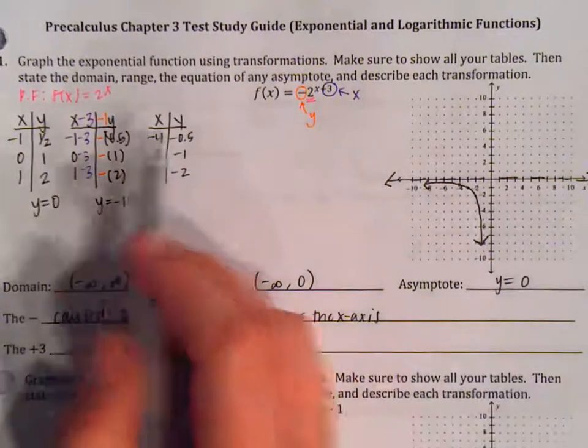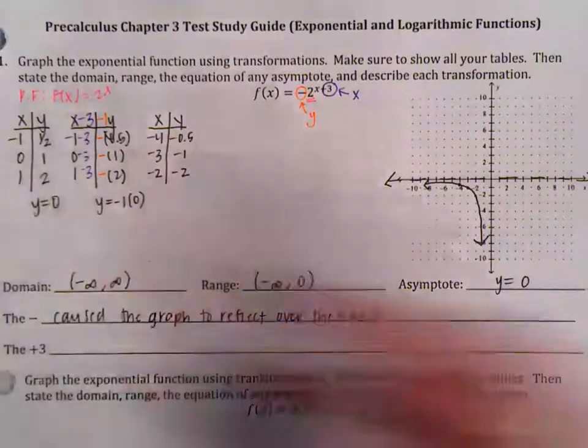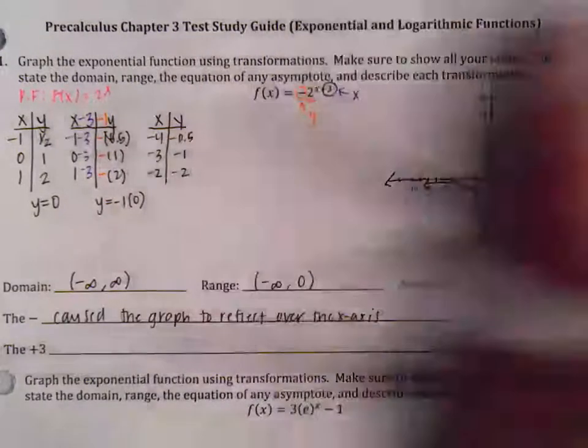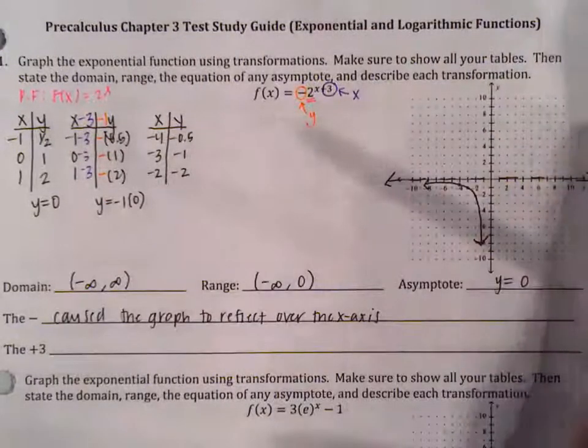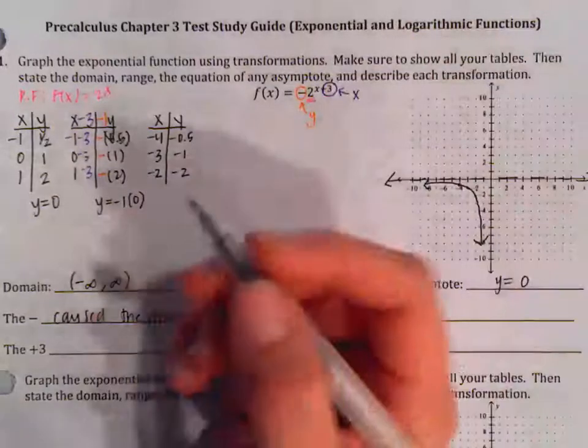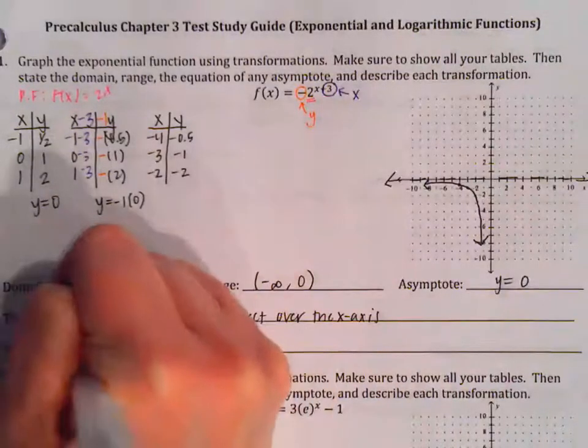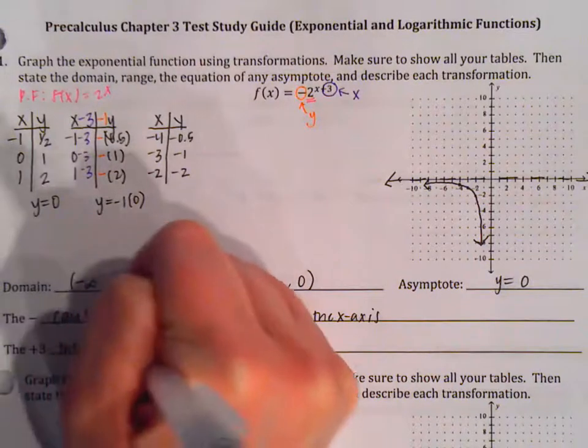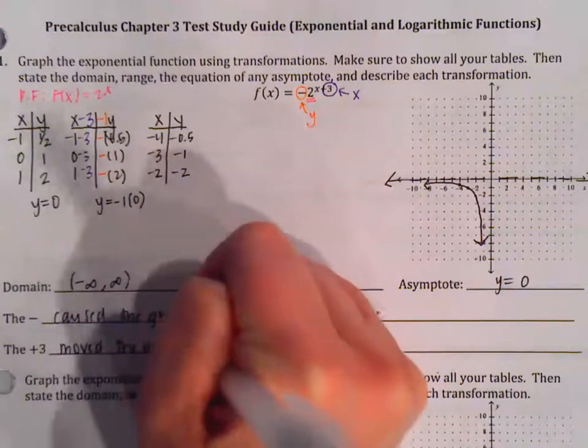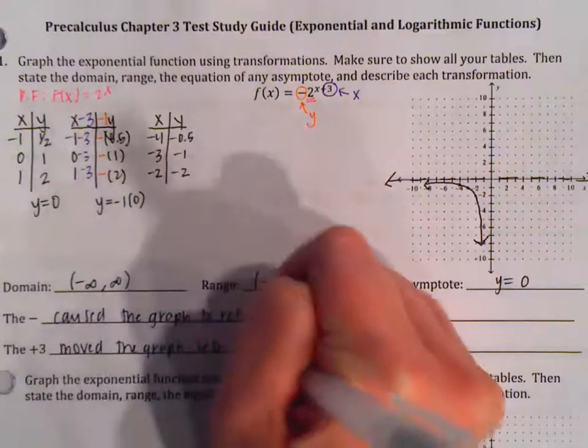And then the +3 was a change to x, but notice it shifted to the left. I had to think about my rights and lefts. So the +3 moved the graph left 3 units.